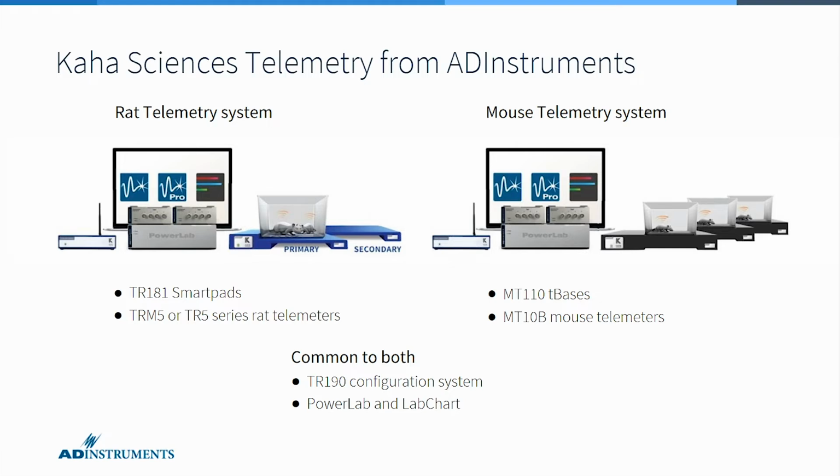Common to both systems is the TR190 configurator system, which is the small box that you can see over to the left-hand side of both diagrams. This system allows full software control of the telemetry hardware to reduce the impact of handling and stress on your animals. So you don't need to handle the animals in order to set up the system, and it's a really nice system that makes the telemetry system really easy to set up and use. Then you also need your PowerLab and LabChart for data acquisition, data capture, and data analysis.